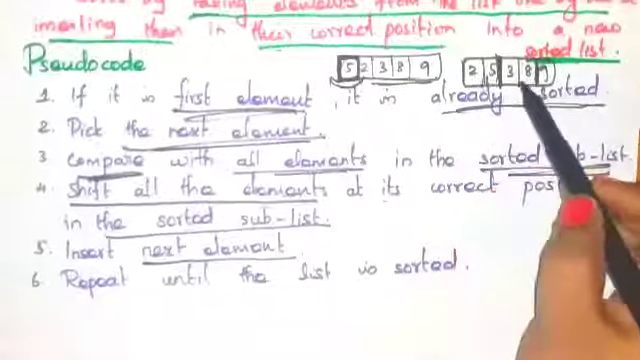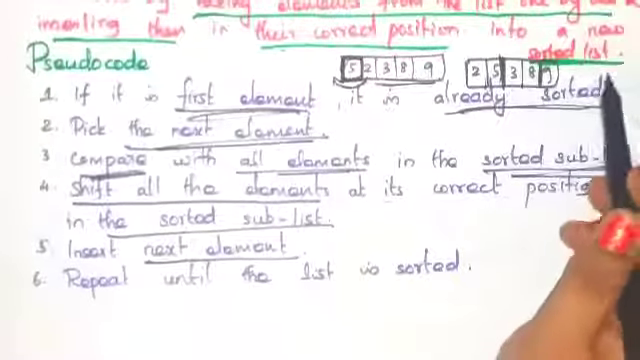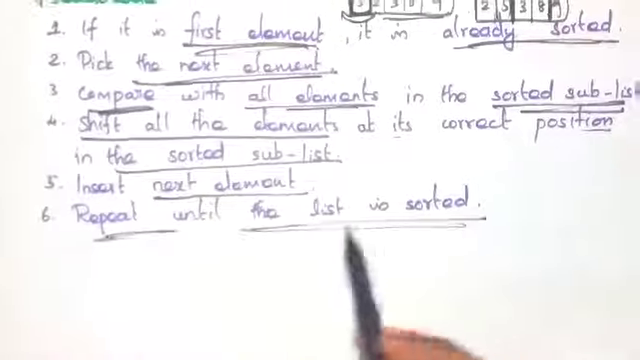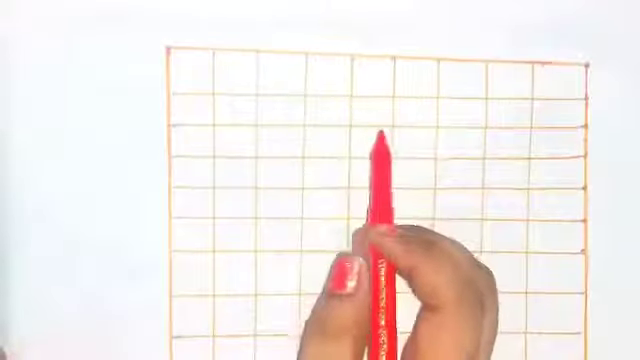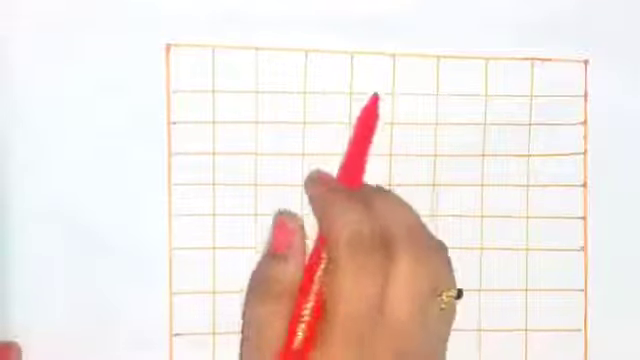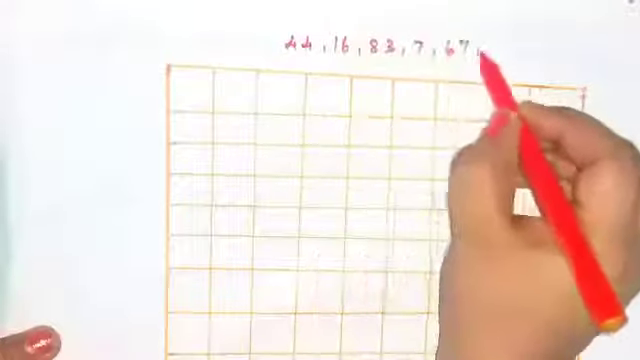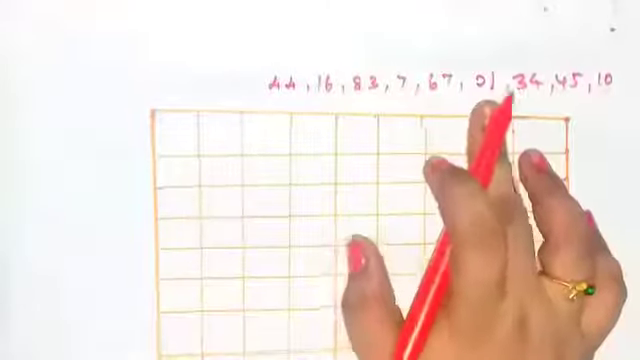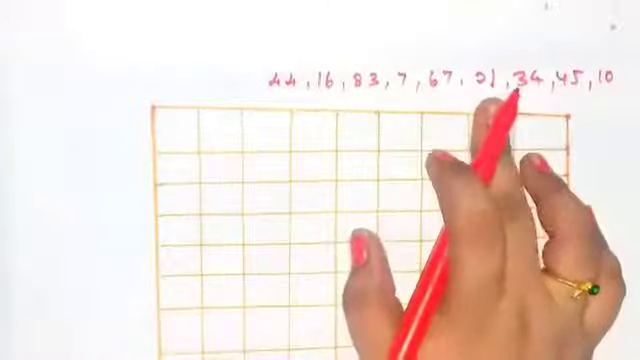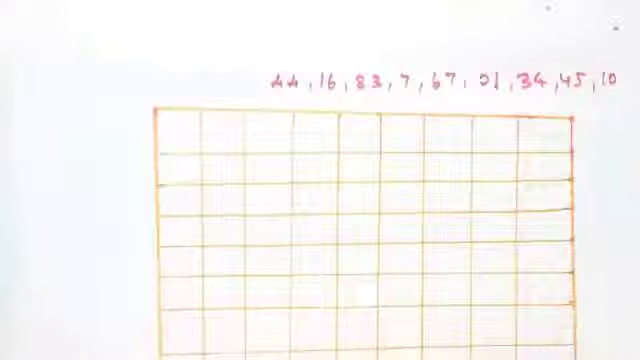Next take the next element and insert that element in the sorted array at its correct position. So repeat the same procedure until all the elements in the list are sorted. Let us see one example, then you will clearly understand the insertion sort algorithm. Take some elements. These are unsorted elements. You have to arrange these elements in ascending order, which means sorted order, using the insertion sort algorithm. So let us see that.